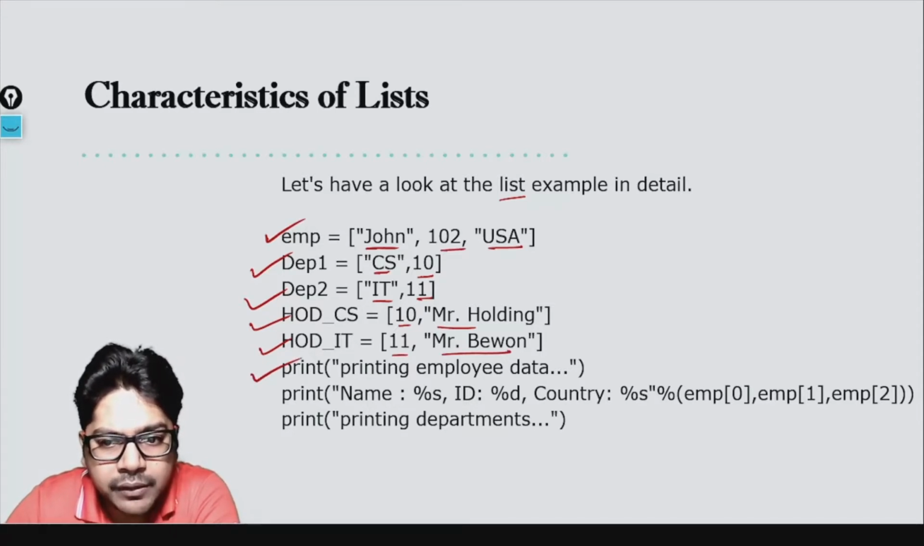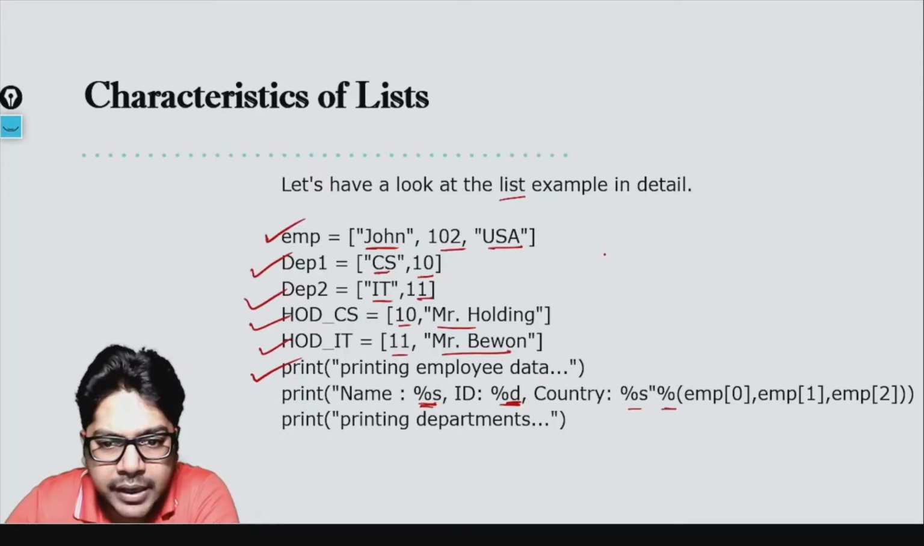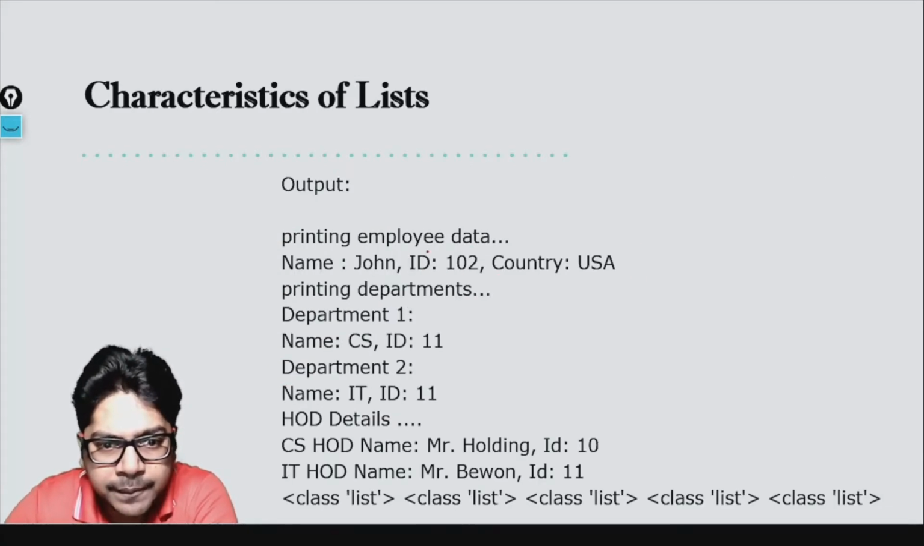I am printing it using the format specifier %s %d, like that, using the percent symbol. So Name: %s, ID: %d, Country: %s, and then I am printing here employee[0], employee[1], employee[2]. So what is employee[0]? Employee[0] is John, so John is going to come here. Employee[1] is 102 and employee[2] is USA. So it is going to print like that. You see here, John 102 USA.